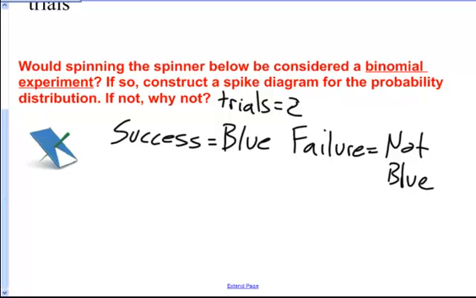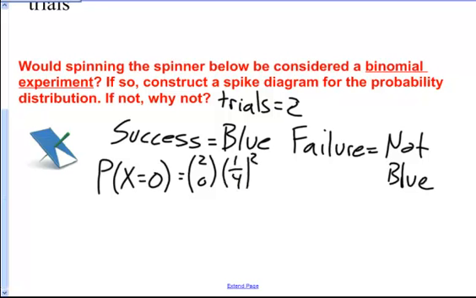So if we want to construct a spike diagram, if P of x equals 0, so we have no successes, so we landed on white twice, then that's equal to 2 choose 0 times 1/4 to the second times 0.75 to the 0. 2 choose 0 is just going to be 1, so we have 1 times 1/4 to the second, which is 1/16.